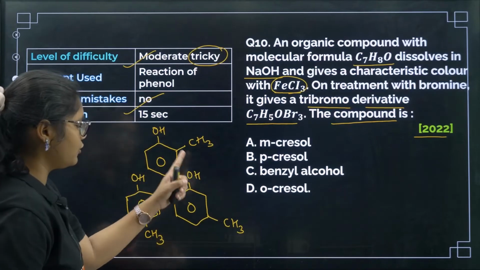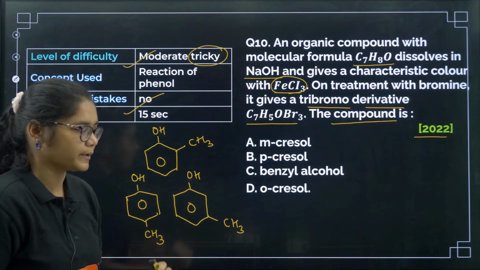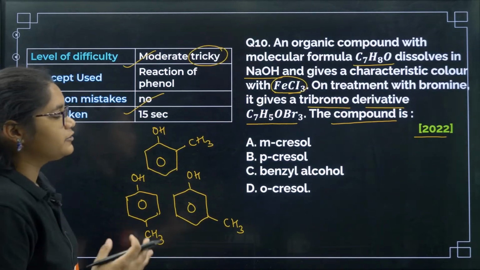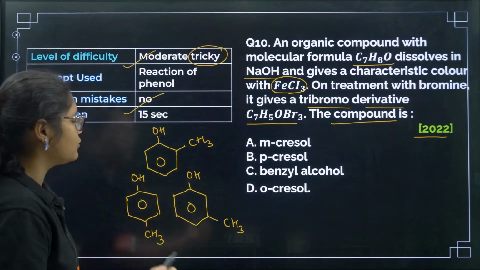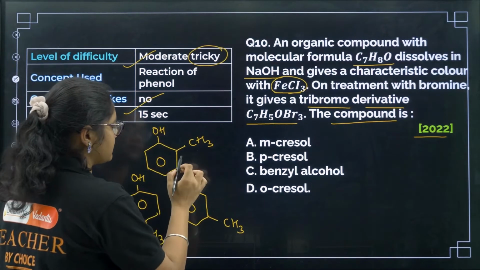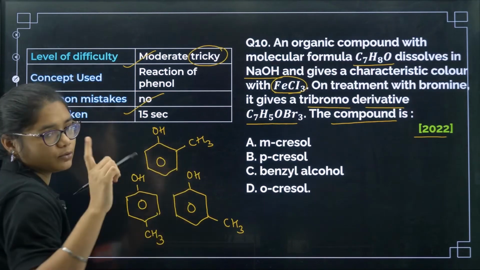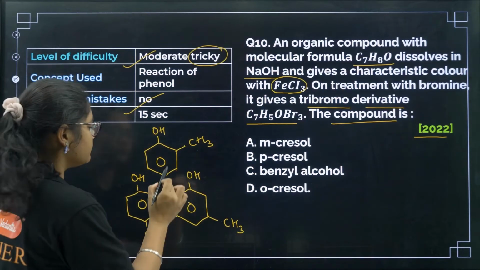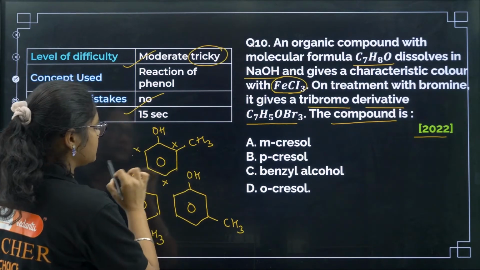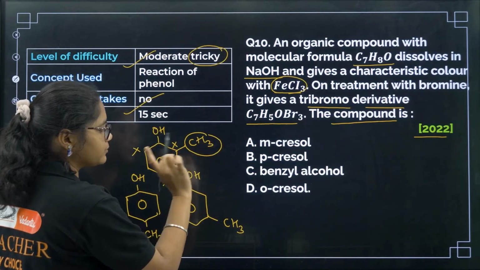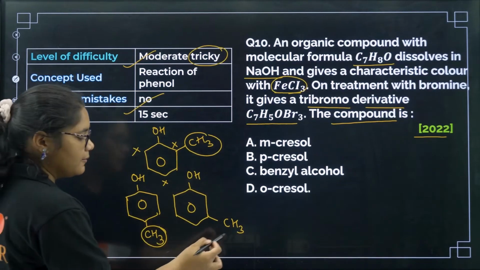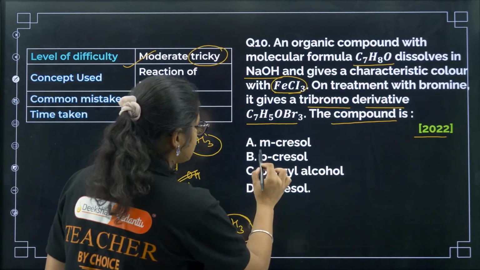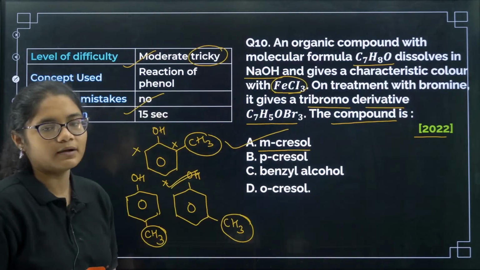We'll get ortho, meta and para positions. Now what happens? On treatment with bromine, it gives a tribromo derivative. Tribromo derivative means that when you treat with this, the bromines will come at only the ortho and para positions, because OH is an electron donating group, right? So we need tribromo derivatives on these 3 positions. That means the methyl group cannot be here, and cannot be here. The methyl group has to be present here, so this will be the correct answer, and this is nothing but metacresol, that is option number A.